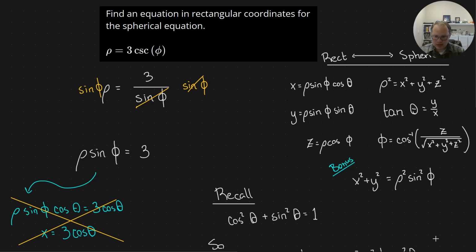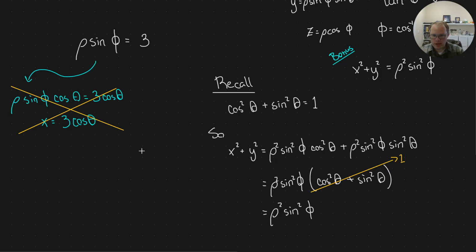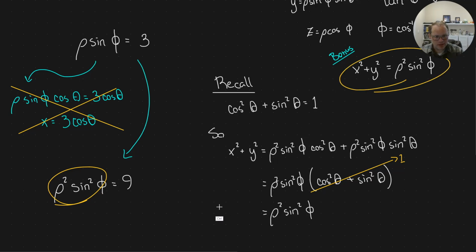With that bonus equation, I can now take this. If I square both sides, I could get a rho squared sine squared phi, couldn't I? So I'll square the left-hand side. That gives me rho squared sine squared phi. If I square the right side, 3 squared is 9. And now rho squared sine squared phi I know is x squared plus y squared.